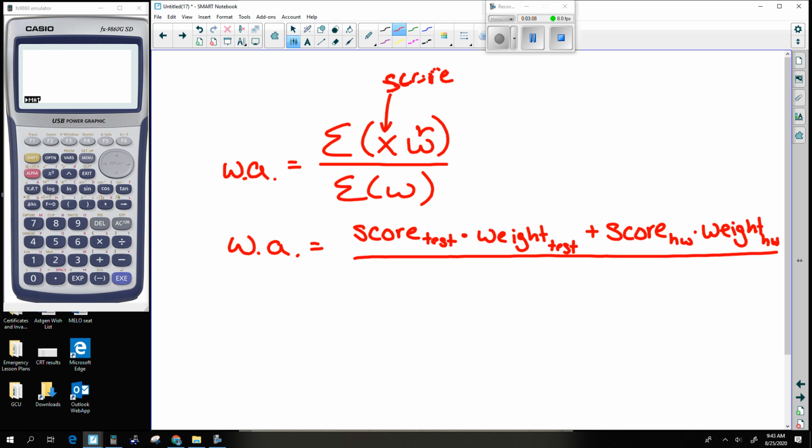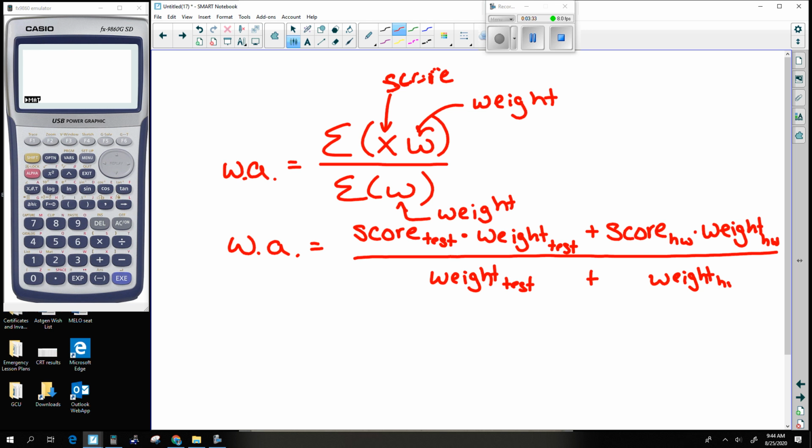The board is a little weird. Times the weight. Now, what do you divide by? You divide by just the weights, again, of just specifically the satisfied categories. So this would be the weight of the tests plus the weight of the homework. And that's how you find a weighted average. This is most oftentimes your grade in class.